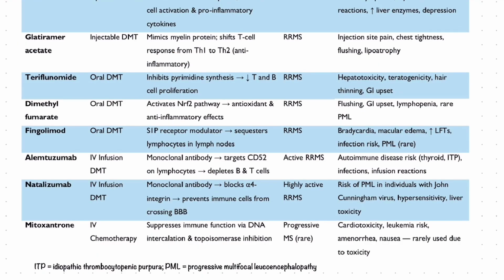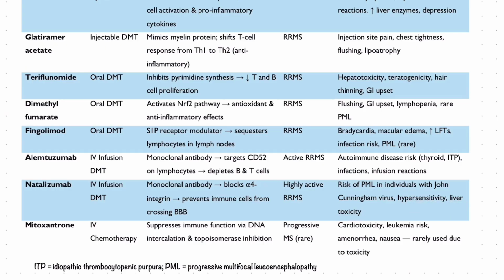Natalizumab, which is a very important DMT drug, is used as IV infusion. The monoclonal antibody blocks the alpha 4 integrins, which prevents the immune cells from crossing the blood brain barrier. It is used in highly active RRMS. This virus, called John Cunningham virus, is present in some people and is a common virus found in them naturally. So, if these patients are treated with natalizumab, they have a higher risk of developing PML, though other side effects like hypersensitivity, liver toxicity could also be there.